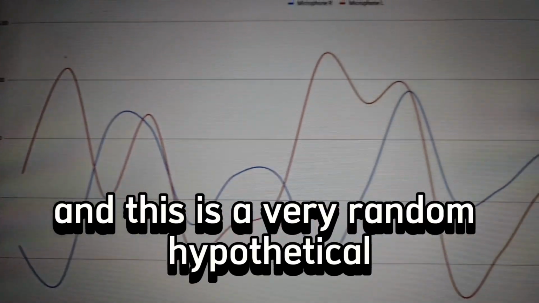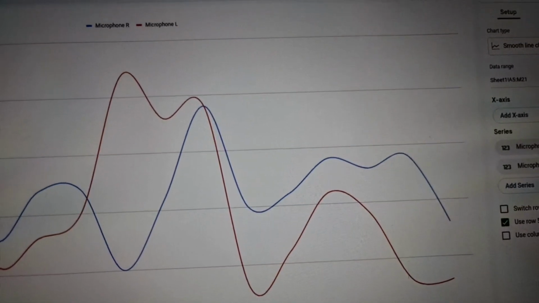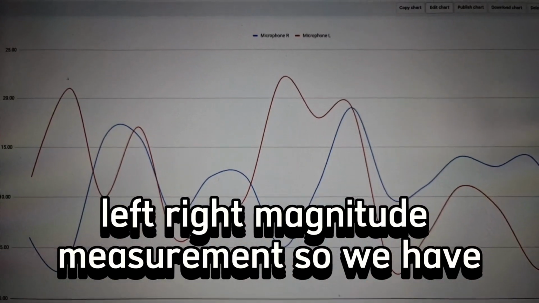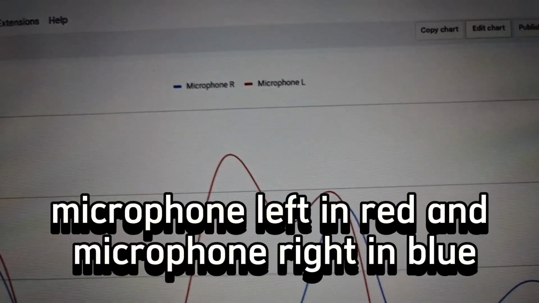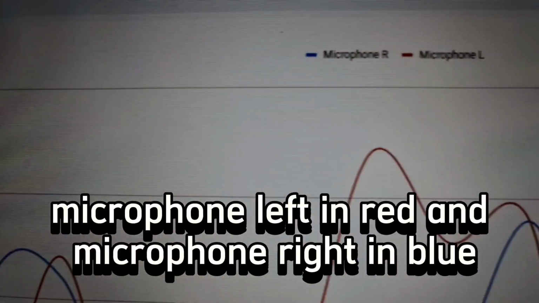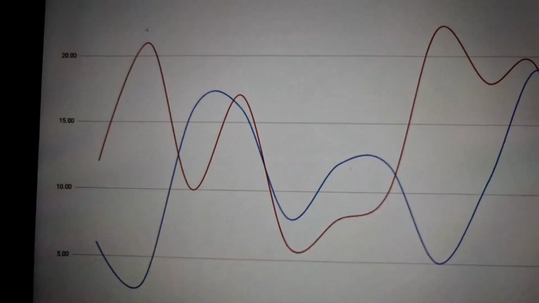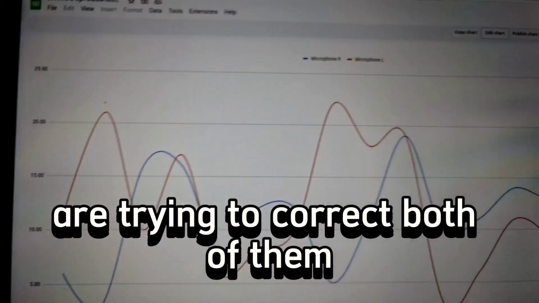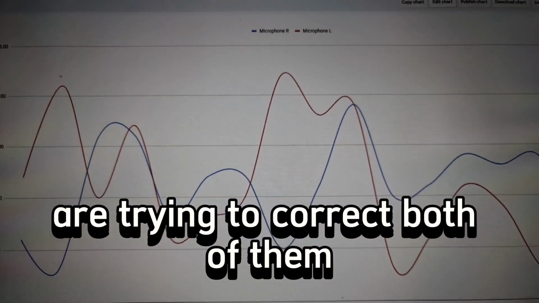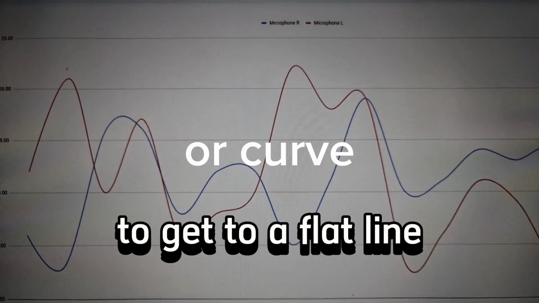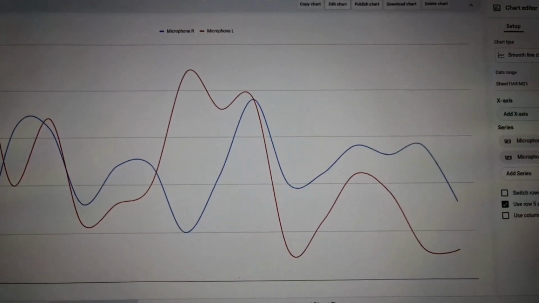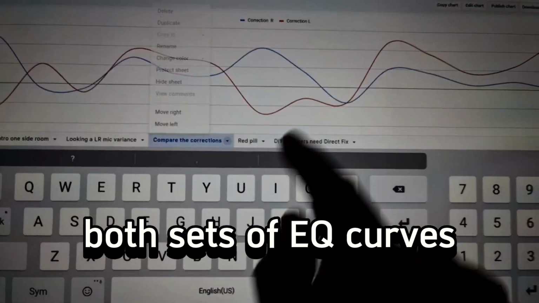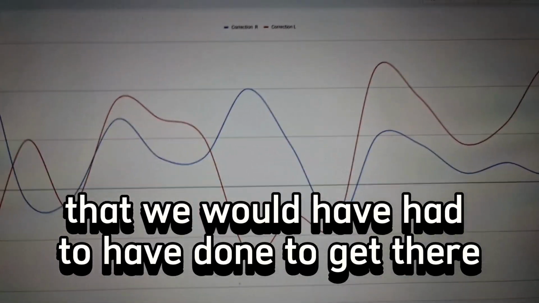And this is a very random hypothetical left-right magnitude measurement. So we have microphone left in red and microphone right in blue. And then we'd actually go about trying to correct both of them to get to a flat line. And to do that, we'd have to look at both sets of EQ curves that we would have had to do to get there.